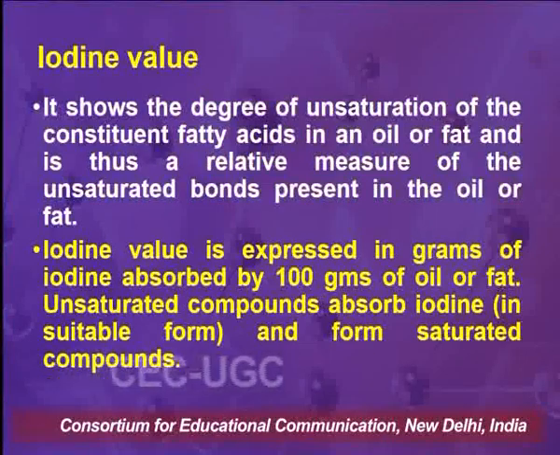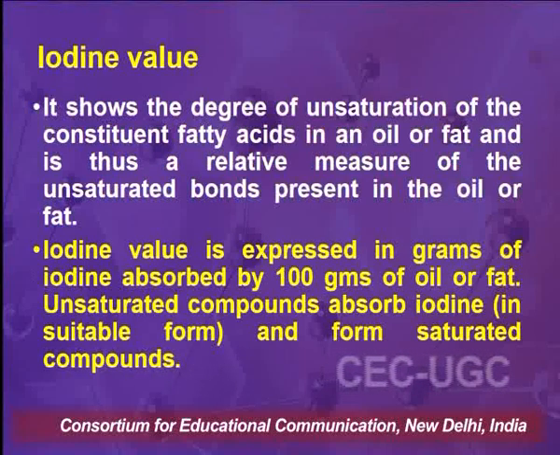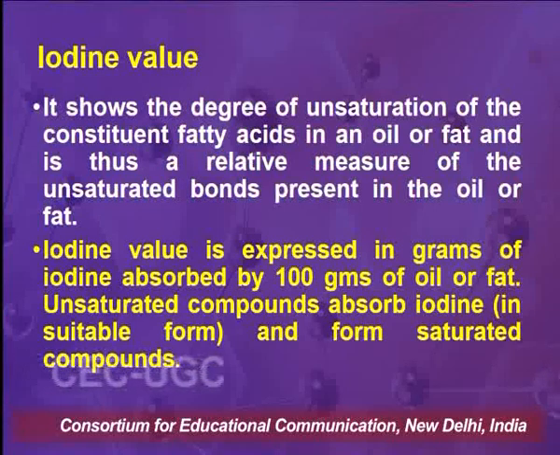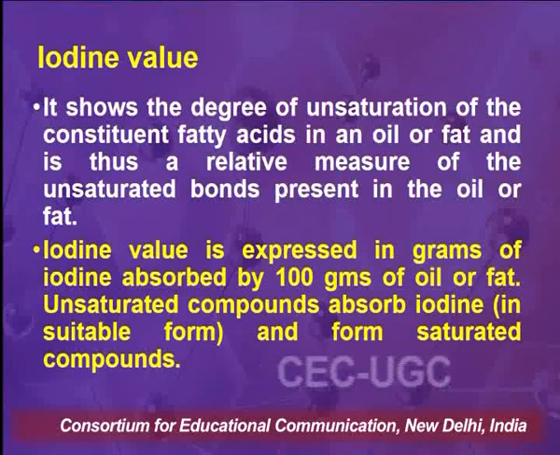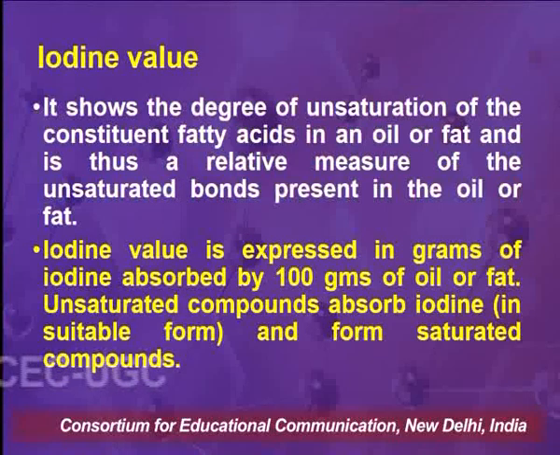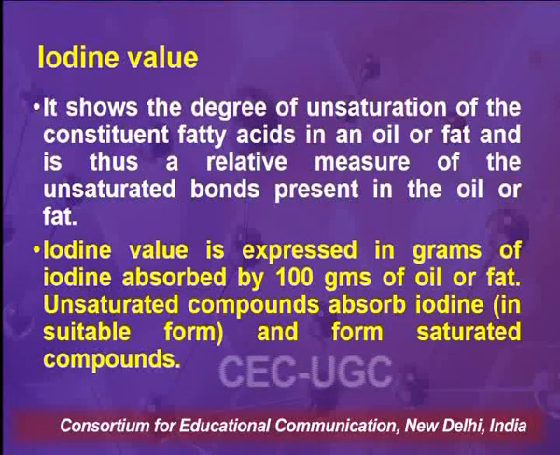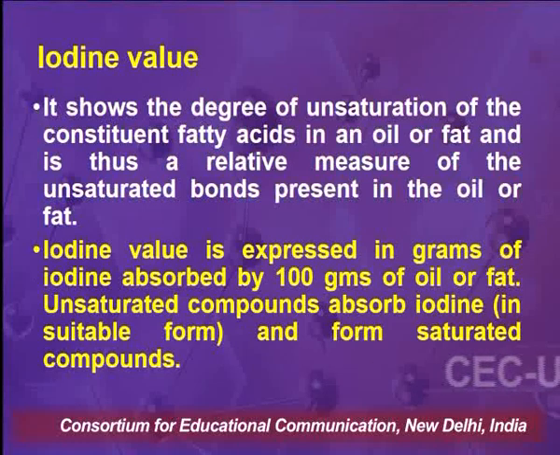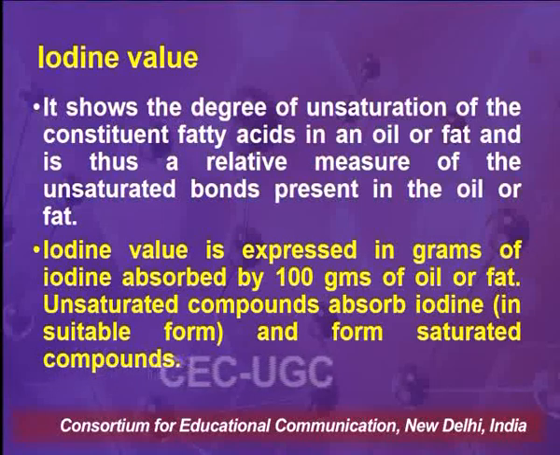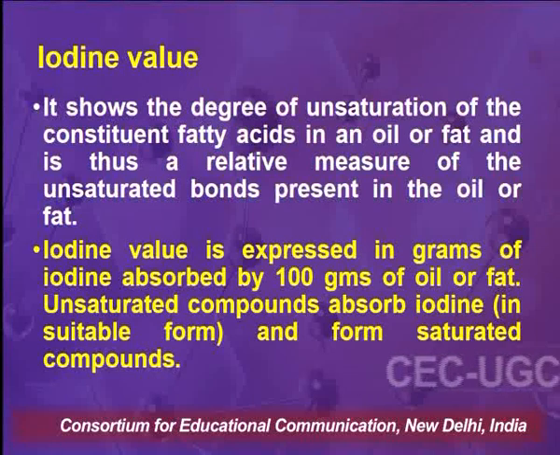Now one important number, which is the iodine number or iodine value. It shows the degree of unsaturation of the constituent fatty acids in an oil or fat and is thus a relative measure of unsaturated bonds present in the oil or fat. Iodine value is expressed in grams of iodine absorbed by 100 grams of oil or fat. Unsaturated compounds absorb iodine in suitable form and form saturated compounds. The amount of iodine absorbed in percentage is the measure of the unsaturation in the oil.